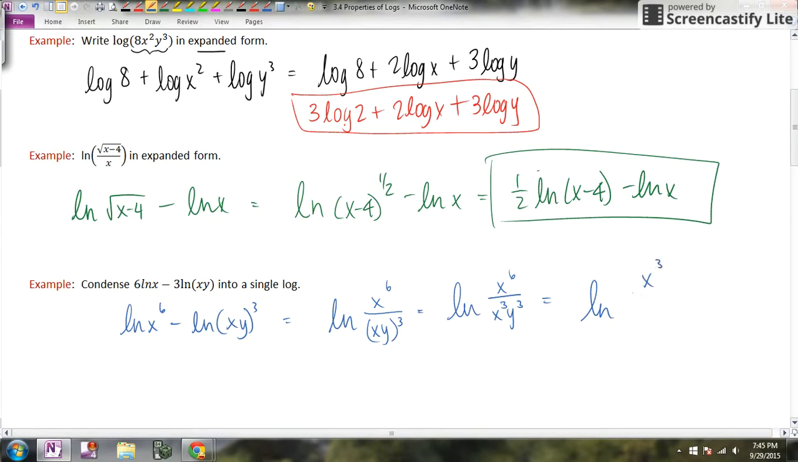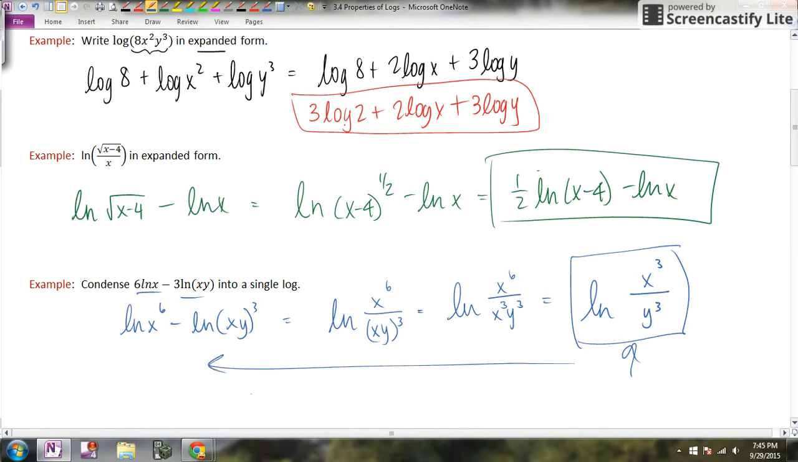ln of x to the third over y to the third. And so there you see a nice condensed log down to one log. It started off as 2 logs and a bunch of gobbledygook, and I condensed it. Now, this is going to come in handy in calculus when you have to actually expand problems. Usually it's too complicated as one log, and it's nicer to work it back and get it down into simpler things. So that's why expanding and condensing is really important. So we want to make sure we spend some time and we can handle expanding and condensing easily.